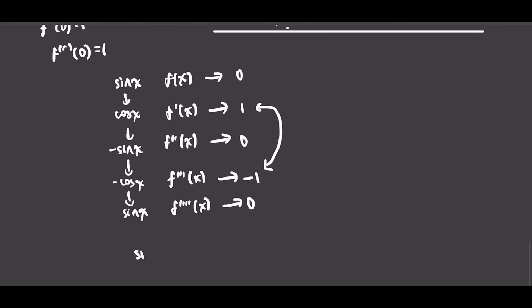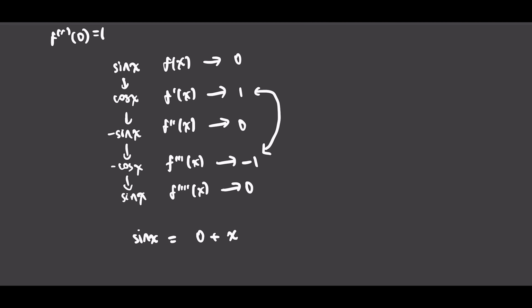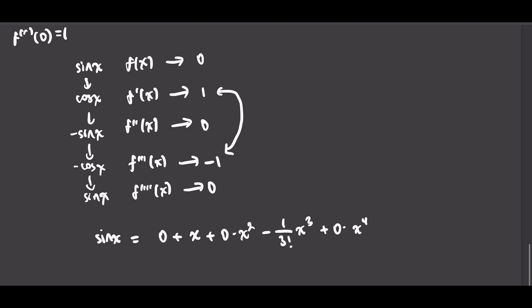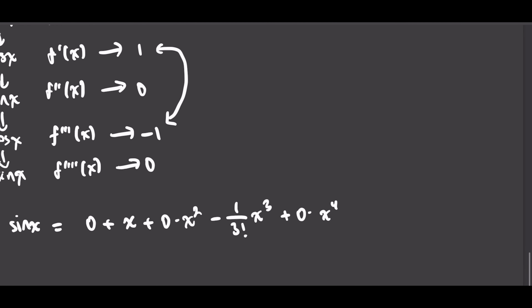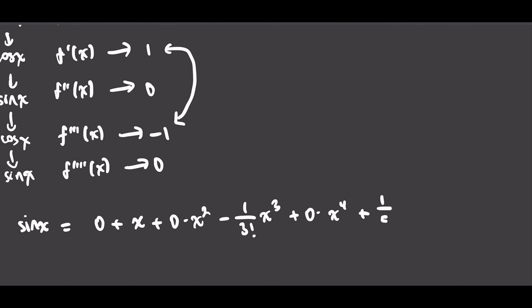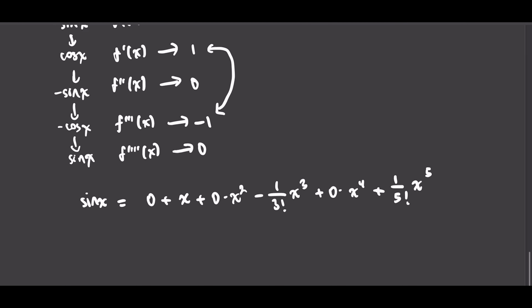Thus, if we were to express sine x as a polynomial, we'll get f of 0, which is 0, plus f prime 0 over 1, which is just 1, x, plus 0 again, so there's no x squared, and then minus 1 over 3 factorial, 0 times x fourth, which is just 0, so there's also no x fourth, and then 1 over 5 factorial of x to the power of 5, and so on.